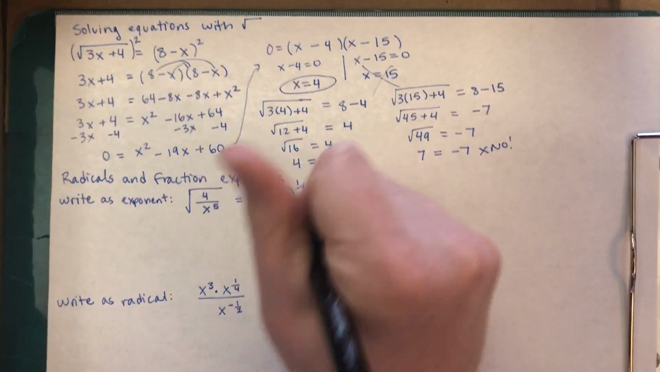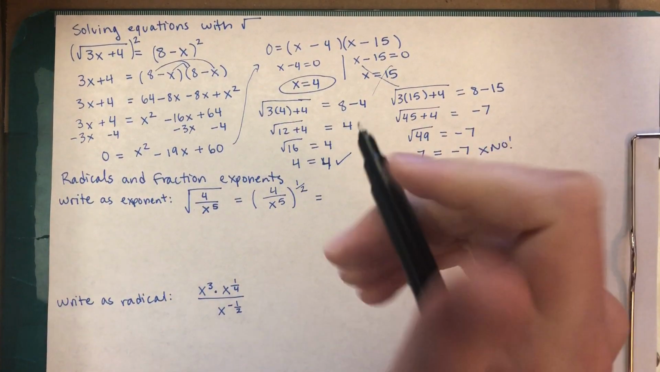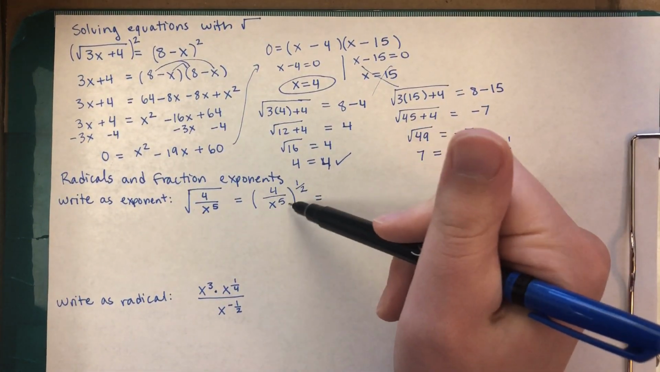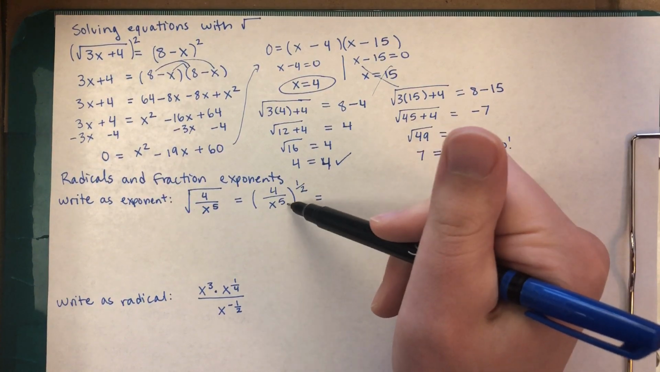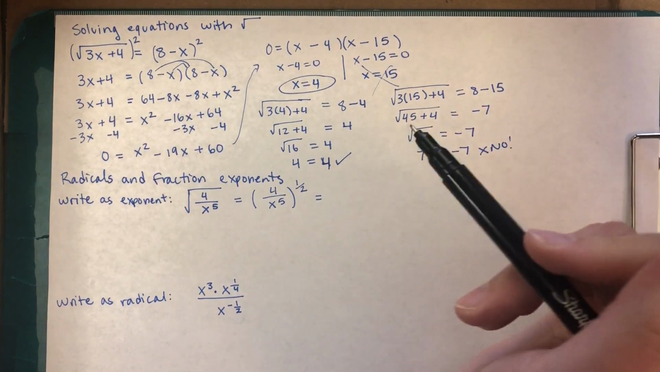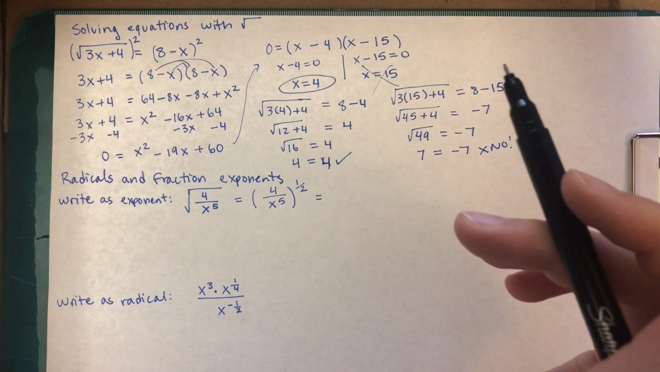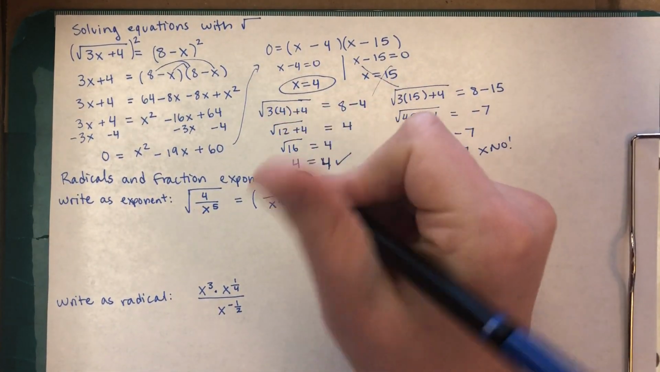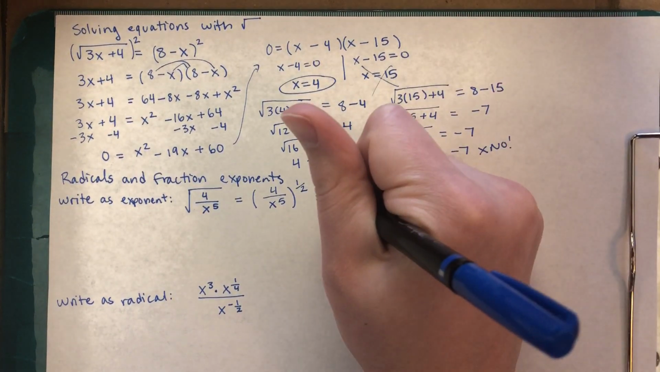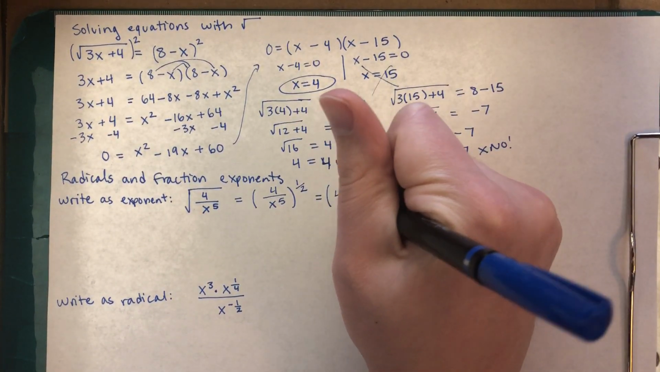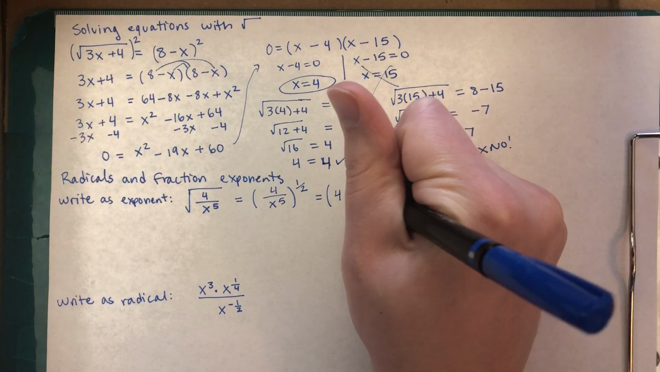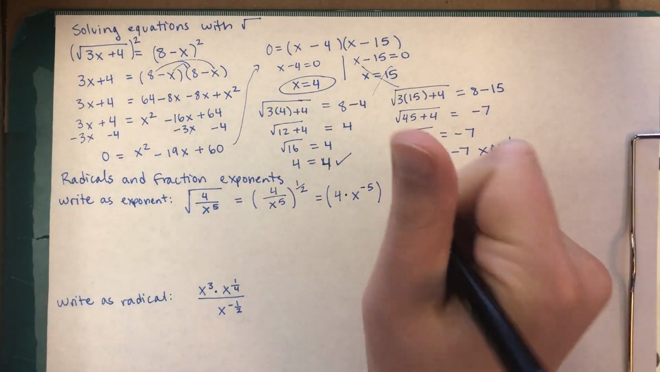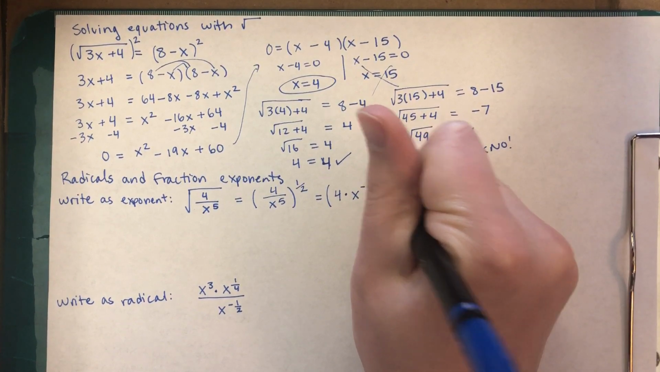Now I'm going to keep going. I know that having a base with an exponent on the bottom of a fraction is the same as having that be a negative exponent. So instead of 4 over x to the 5th, this is the same as 4 times x to the negative 5th. And this is still to the 1/2 power.